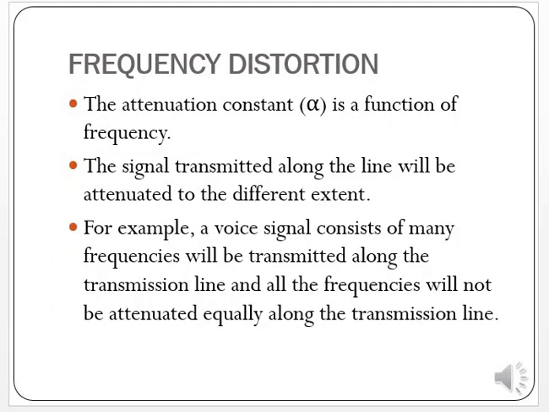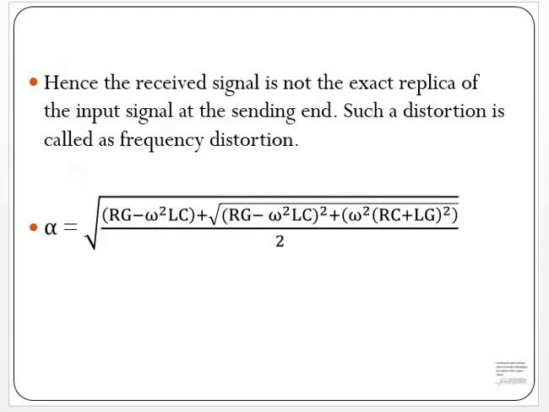Frequency distortion. The attenuation constant alpha is a function of frequency. The signal transmitted along the line will be attenuated to different extents. For example, a voice signal consists of many frequencies, and when transmitted along a transmission line, all the frequencies will not be attenuated equally. Hence, the received signal is not an exact replica of the input signal at the sending end. Such a distortion is called frequency distortion.